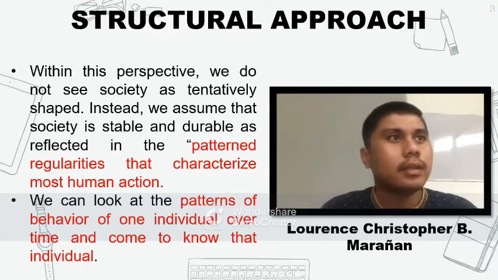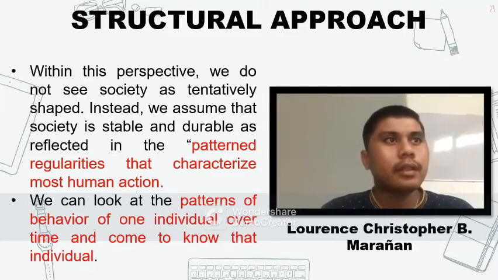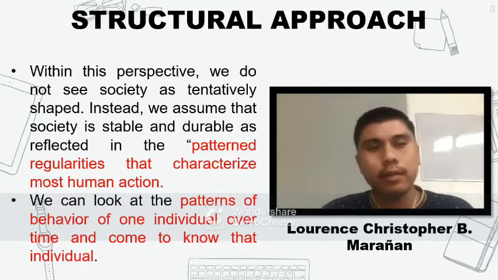So, I'll give an example. So, patterns of behavior within and between individuals have different levels of analysis. And this is key to understanding the link between self and society. At one level, we can look at the patterns of behavior of one individual over time and come to know that individual, as what I have said.